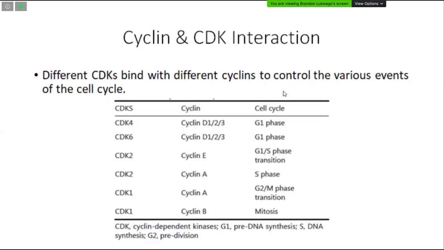So, CDK interactions. CDKs will bind with cyclins and have interactions throughout the cell cycle. This chart shows different CDKs and their cyclins and the phase of the cell cycle they function in.